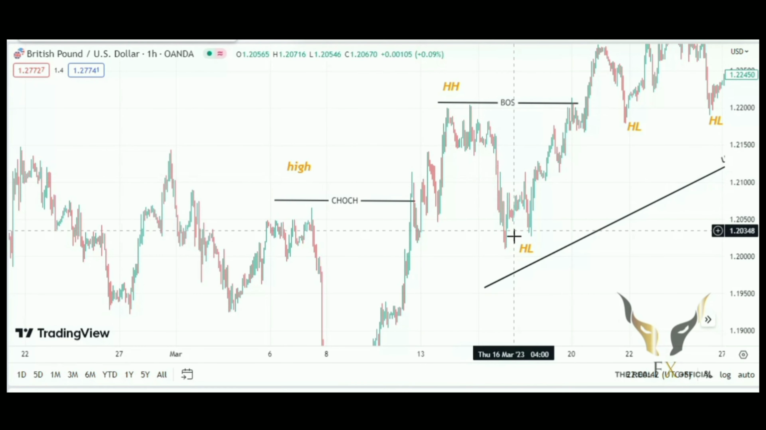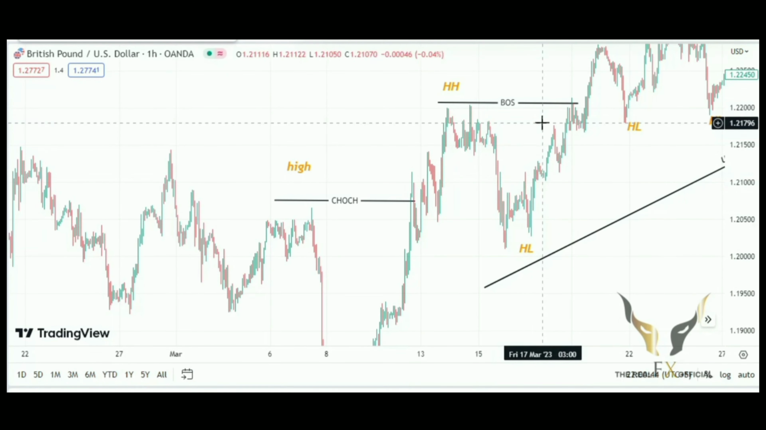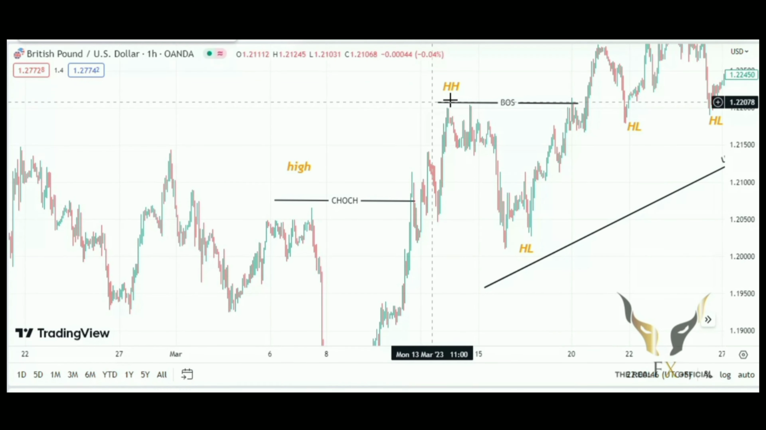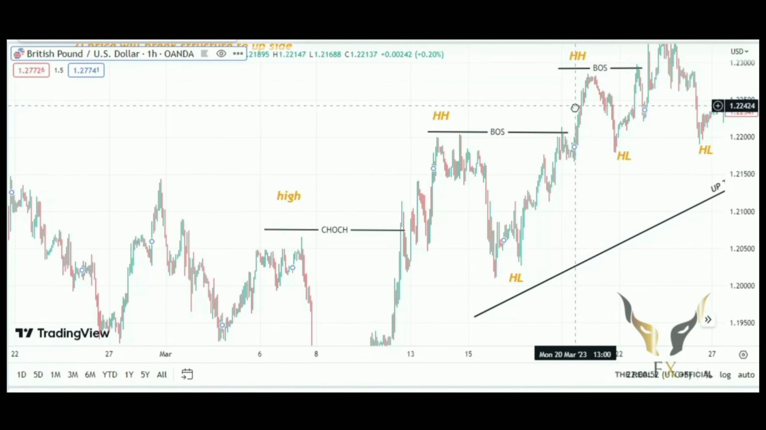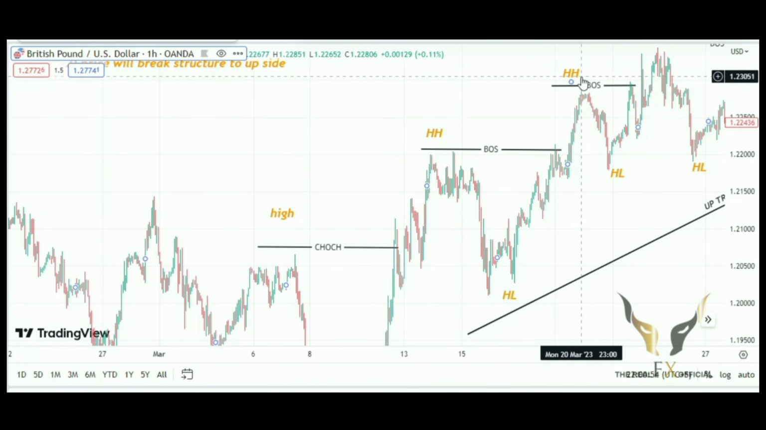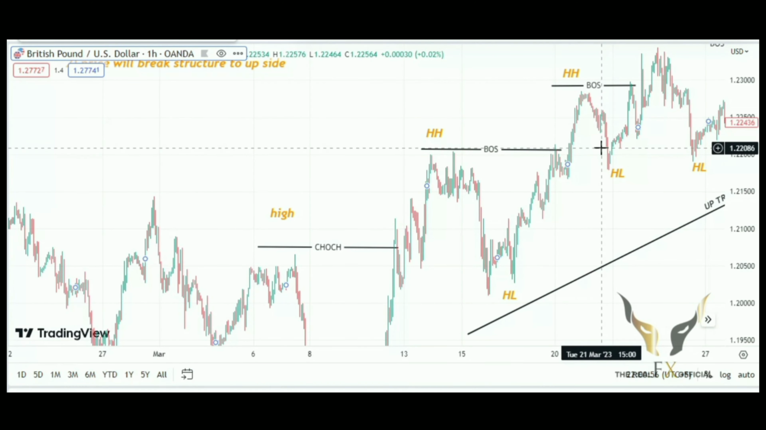So the price has created another higher low, then impulsively pushed to the upside, okay, broke the structure to the upside, okay, broke the recent high or the higher high to the upside, okay, created another higher high, and then pushed back to the downside for the retracement purpose or for the correction purpose.